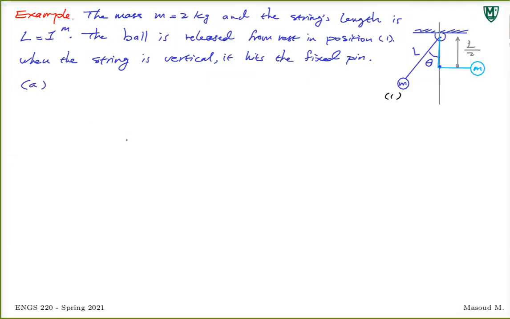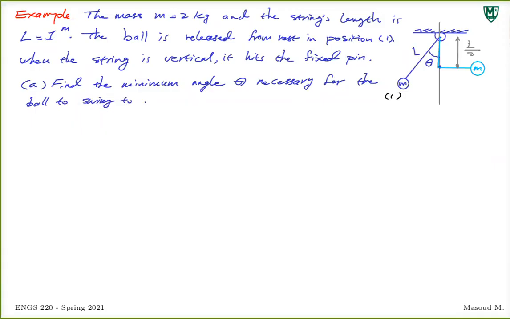Now, part A is asking you to find the minimum angle theta necessary for the ball to swing to position 2. This being position 2. Right.